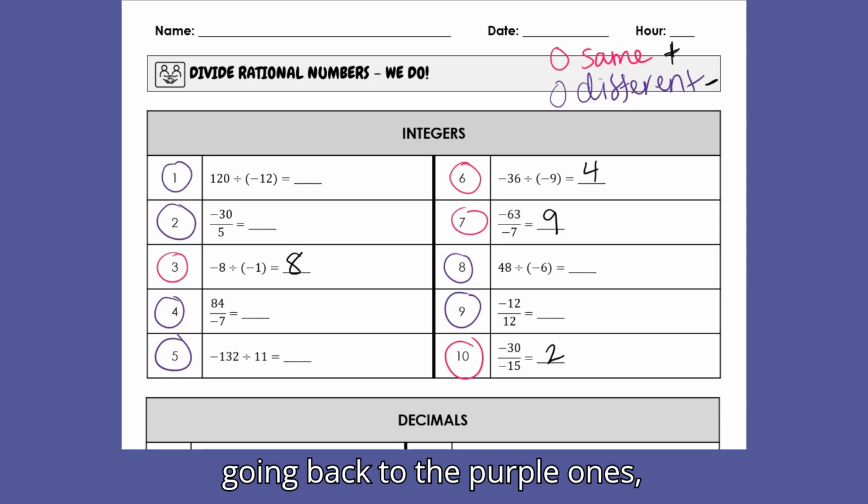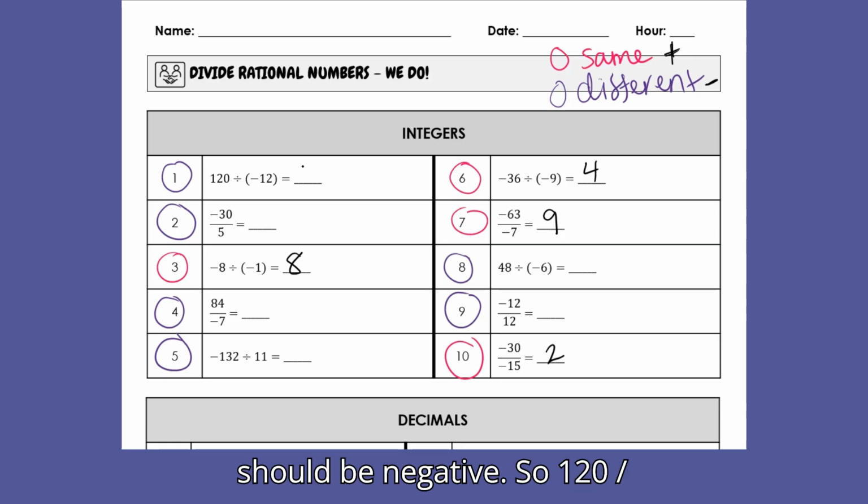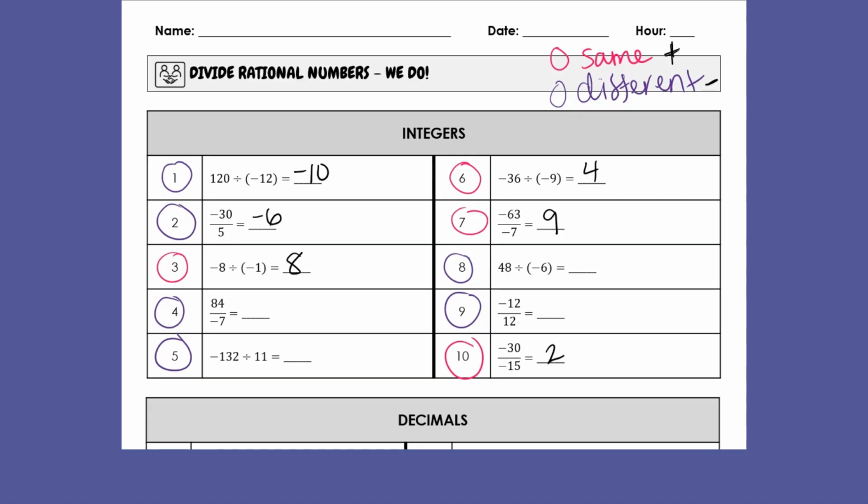Now going back to the purple ones, my different signs, all those quotients should be negative. So 120 divided by -12 should be -10. -30 divided by 5 is -6. 84 divided by -7 should be -12. -132 divided by 11 should also be -12. Number 8, 48 divided by -6 should be -8. And then -12 divided by +12 is -1.